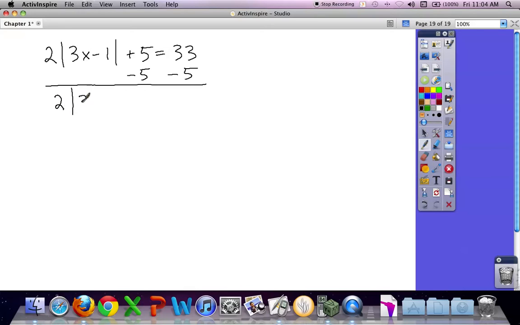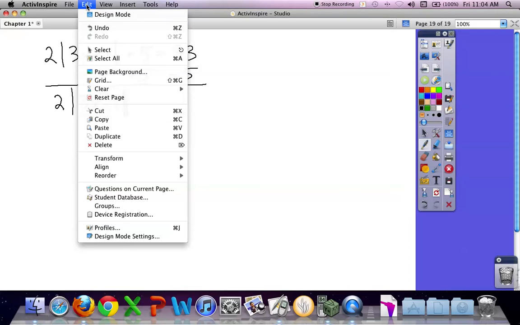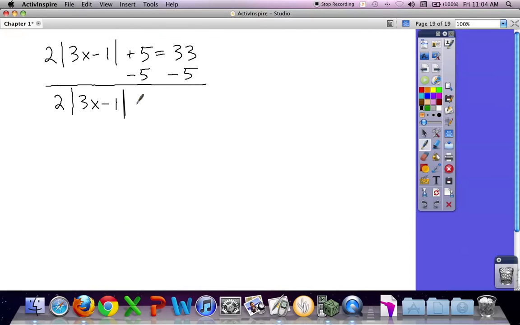Two times the absolute value of 3x minus 1 equals 28. Okay, we still haven't isolated. Divide both sides by 2, right? Never try to use the distributive property. Absolute value of 3x minus 1 equals 14. Okay, now we've isolated the absolute value.